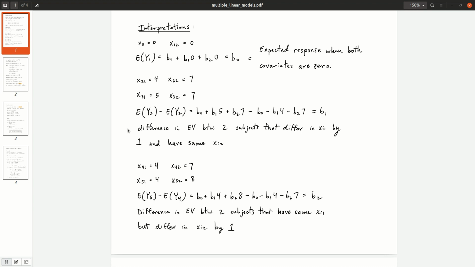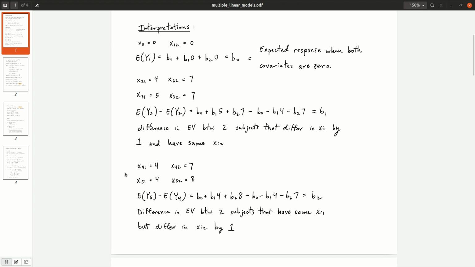All right, so that gets back to our interpretation of B1 as the effect of the first covariate while holding the second covariate constant. So we varied the first covariate by 1, and we held the second covariate constant. So that's precisely why in multiple linear regression, the coefficients have that interpretation. It's the effect of the first covariate while controlling for the second covariate, or holding the second covariate constant.